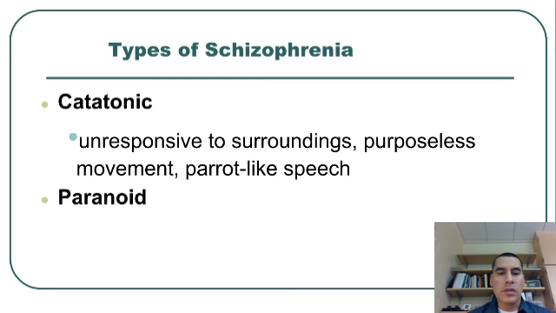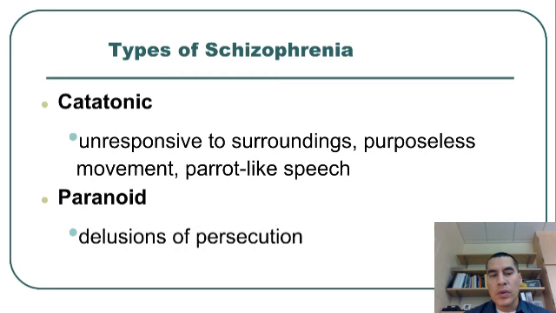Probably the most common or the most widely known is paranoid schizophrenia. This involves delusions of persecution. So once again, the belief that people or things are out to get them. Now, this also is very similar to paranoid personality disorder, but the key difference is this.